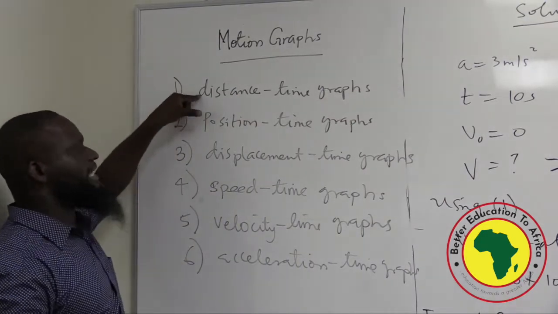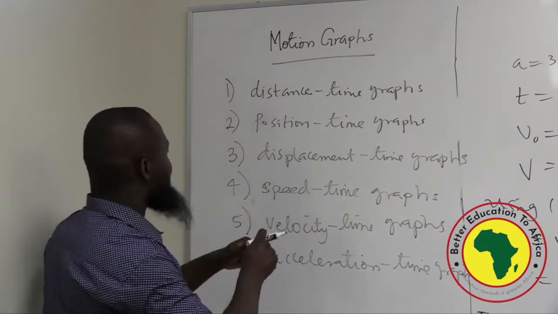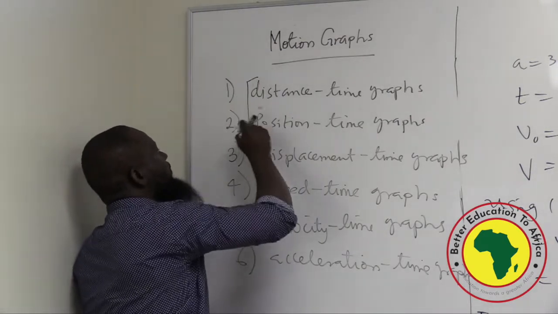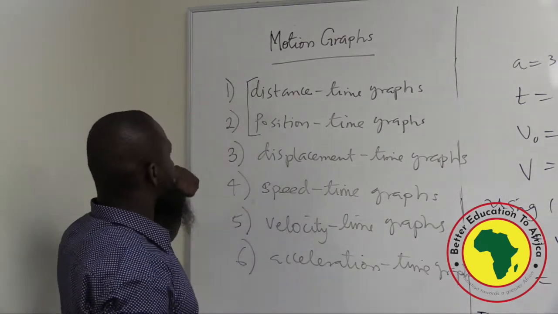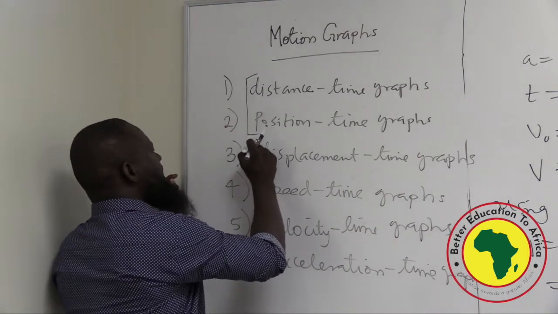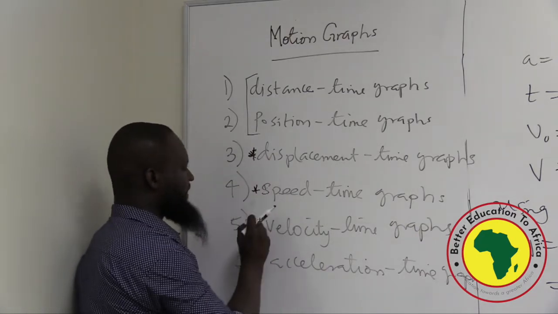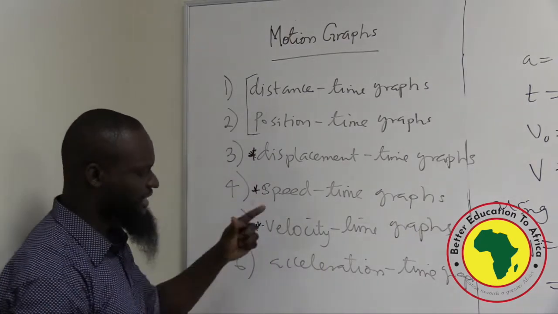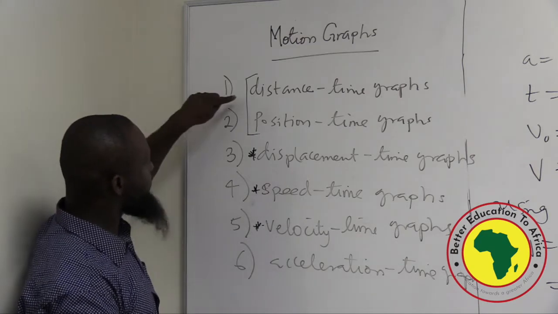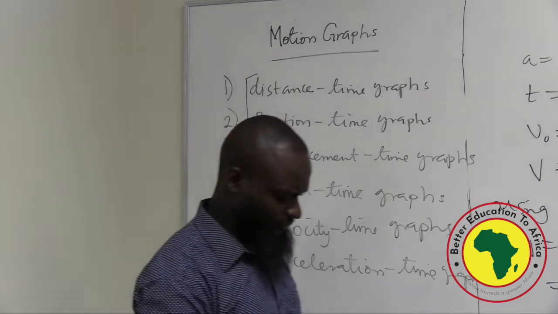Now, sometimes they mix up the distance and position-time graphs, so we're going to condense these two as one: distance-time graph and position-time graph. We take the displacement out because here we have some sense of direction, which is also what differentiates the speed-time graph and the velocity-time graph, the sense of direction. So basically we're going to explain one, two, three, four, and maybe this one also.